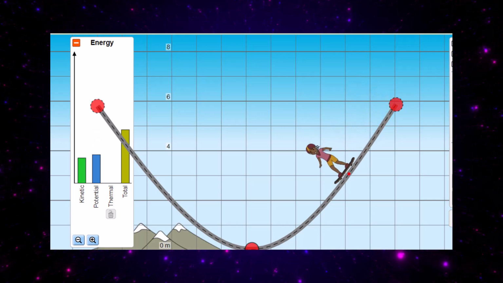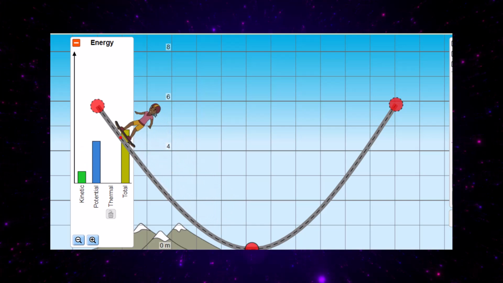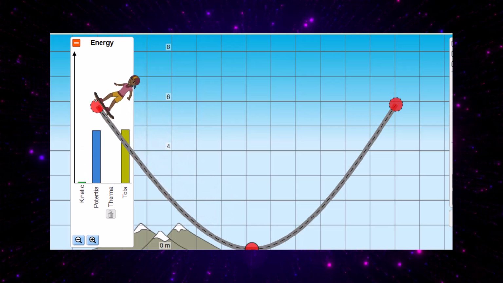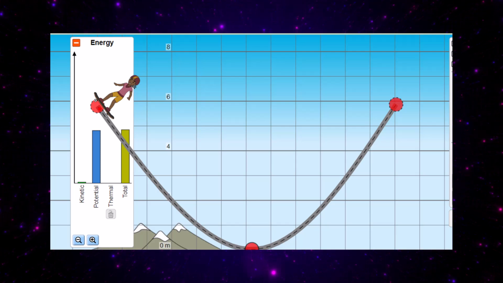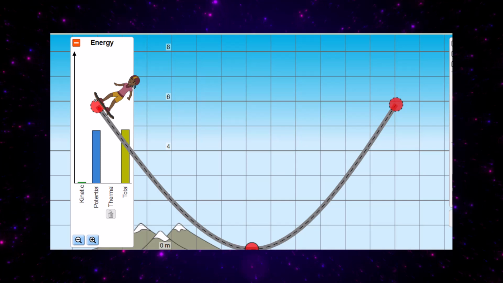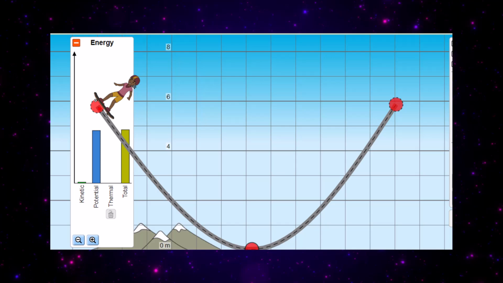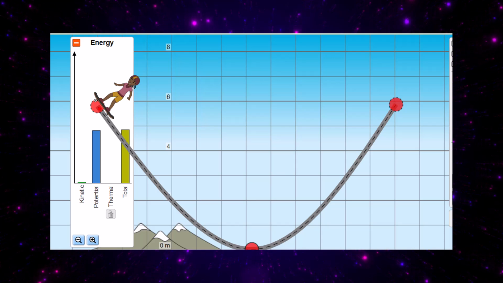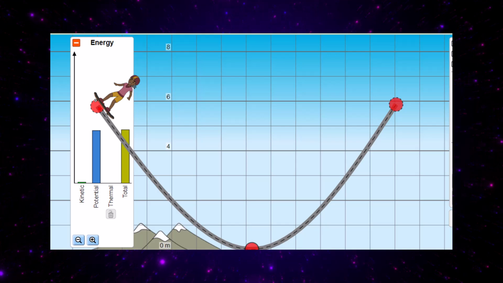You can see the kinetic energy now at its maximum, and then we have the potential energy at its maximum. So the potential energy at the top of the slope will be changed into kinetic energy at the bottom, and provided there's no friction to remove some of that energy, then the kinetic energy at the bottom should equal the potential energy at the top. We'll do it once more.